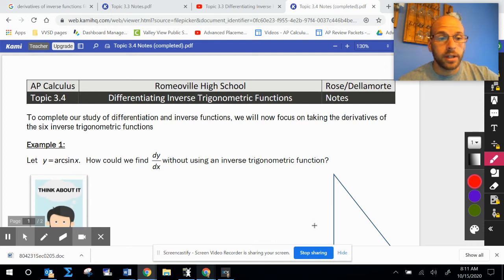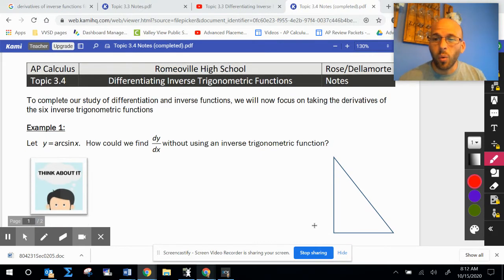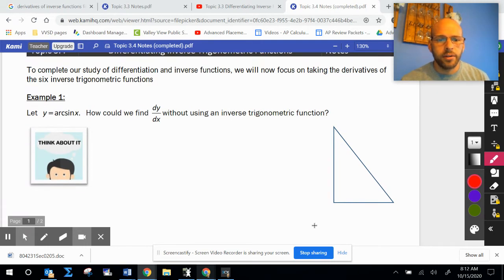Hello, so we're going to talk about topic 3.4, differentiating inverse trig functions. This is pretty much just a few more formulas that you're going to have to memorize. I would like to start by showing you the why. AP or College Board isn't necessarily going to have you prove any of these inverse trig functions. If you want to fast forward through this, you can, and just get to the derivative formulas. However, I do like to always show you the why and how this always works.